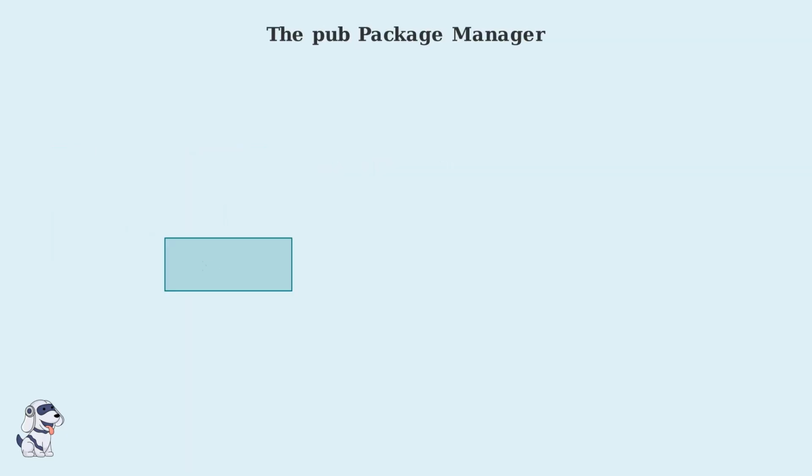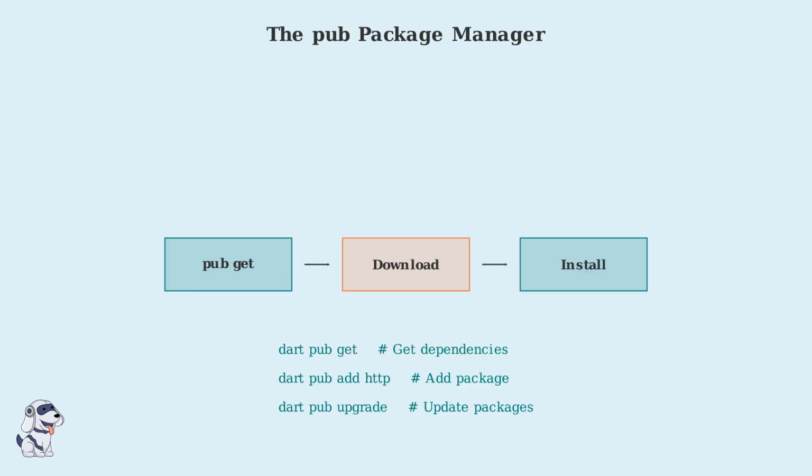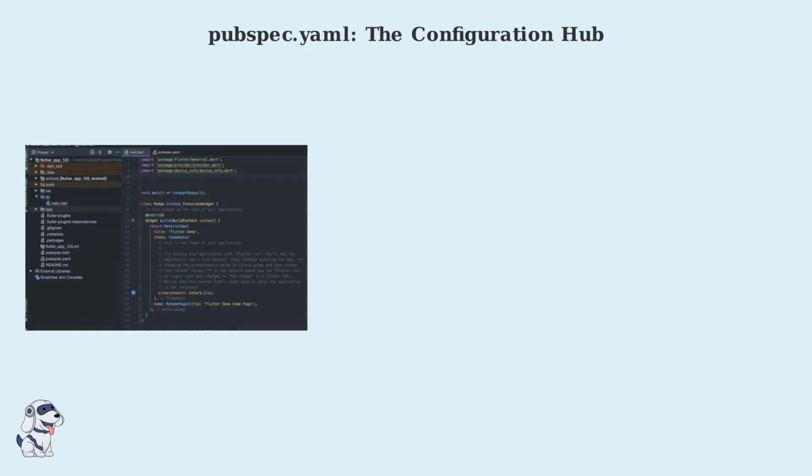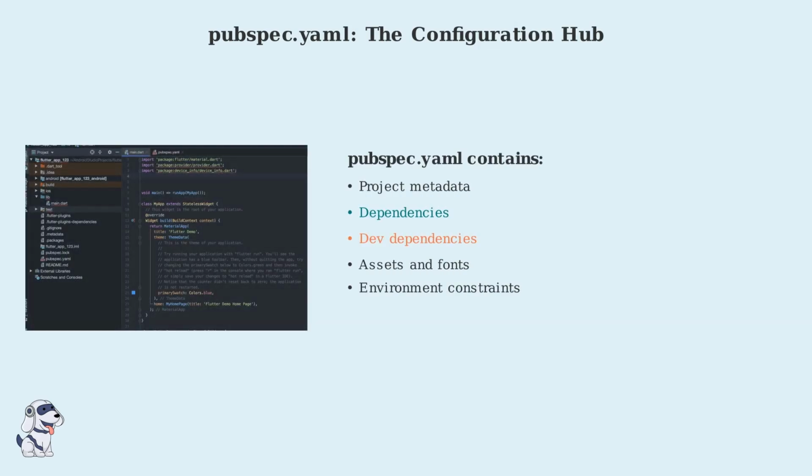The Pub Package Manager handles downloading, installing, and managing packages. It provides commands like pub get to fetch dependencies, pub add to add new packages, and pub upgrade to update existing ones. The pubspec.yaml file is located in the top directory of your application and serves as the configuration hub. It contains project metadata, dependencies, development dependencies, assets, fonts, and environment constraints.